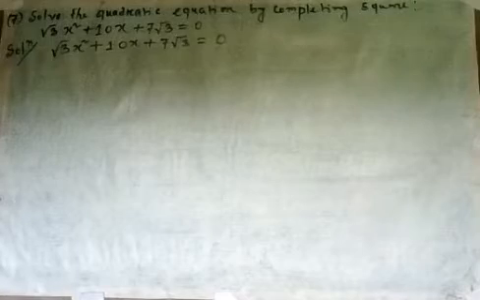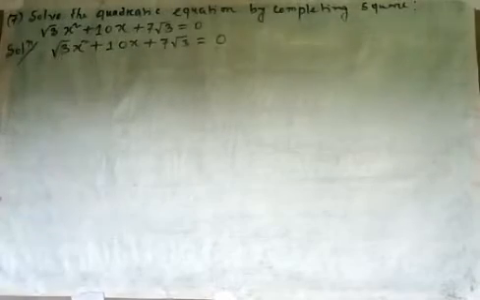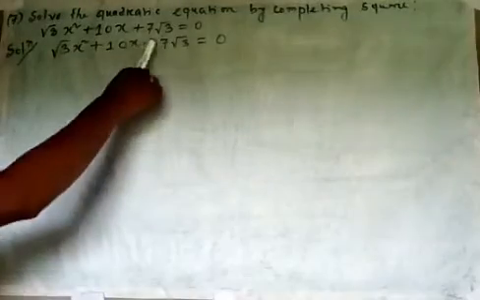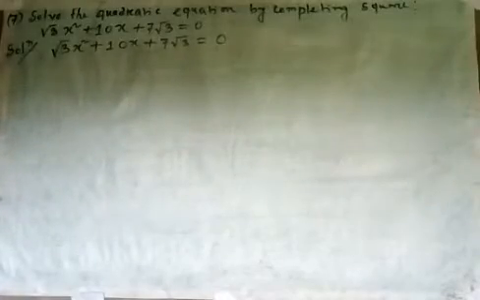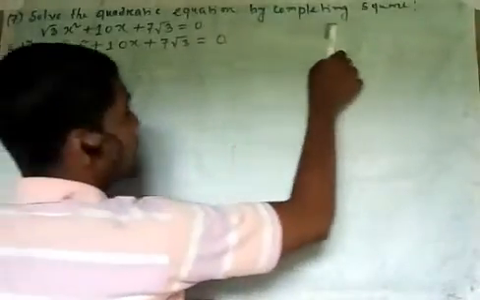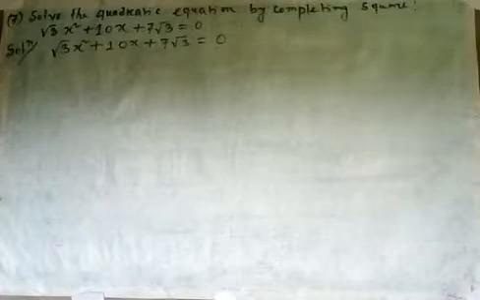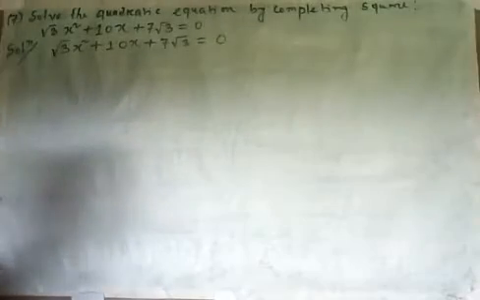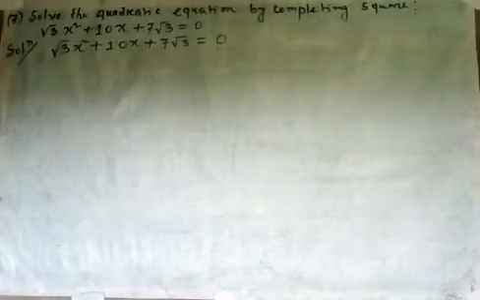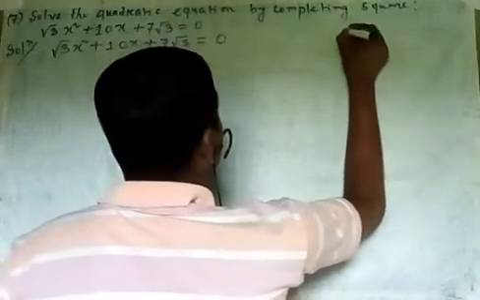This is question number 7: root 3x square plus 10x plus 7 root 3 equal to 0. In this question they have mentioned about the completing square. Completing square means what? We have to apply these two formulas.